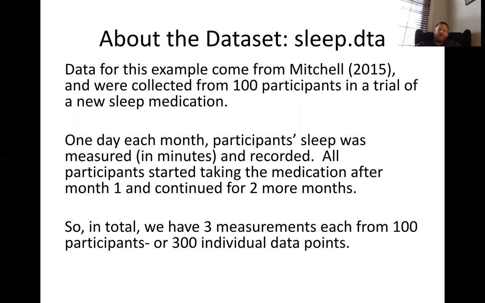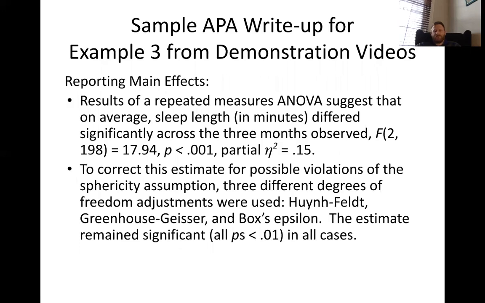The participants started taking medication after month one. So there was a baseline period, and then they started taking it, and then they continued for 2 more months. So we have in total 3 measurements from 100 people, 3 times 100, so 300 total measurements. This could also be applied in a classroom setting or a therapy setting. Just participants where you have a baseline period and then you measure, and then you have another couple months of observation and measurement to see if there's change.